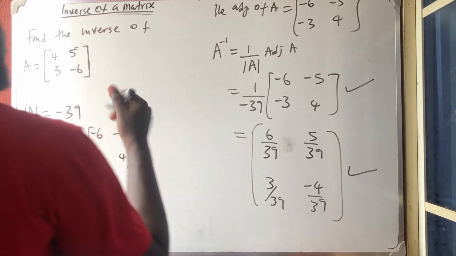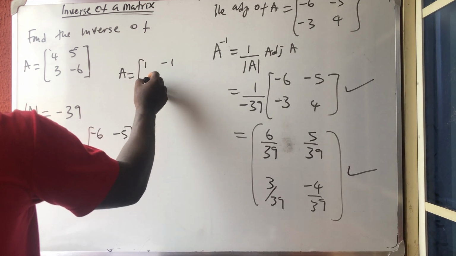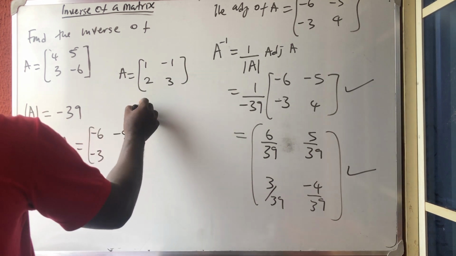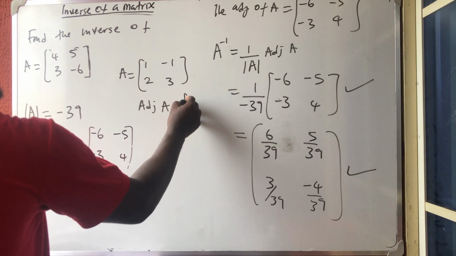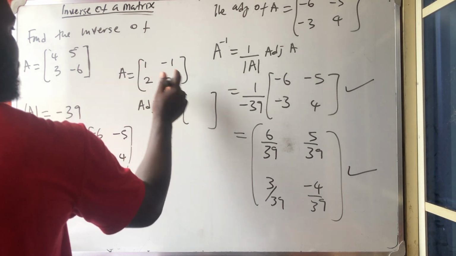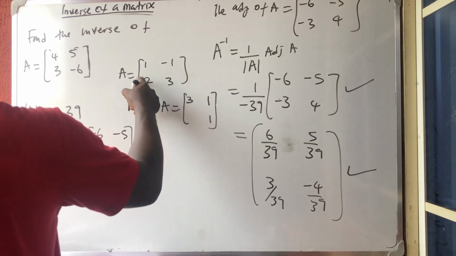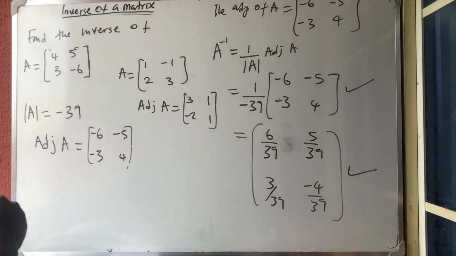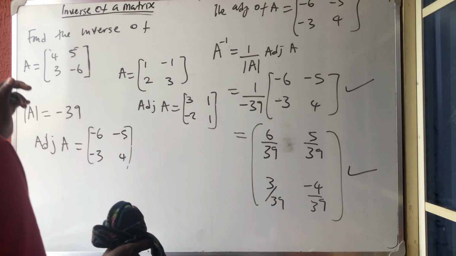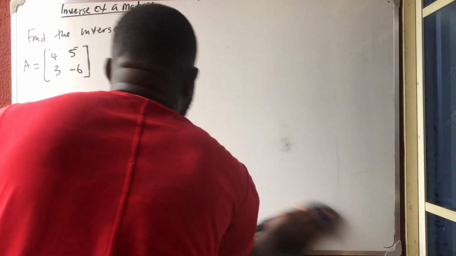So if, for example, you have A equal to the matrix of 1, minus 1, 2, 3, something like this, and they say find the adjoint of A, it's very simple. Don't forget that the left hand side will swap while the right hand side will change their sign. So 3 will be here and 1 will be here. Then this one is minus, so it will be plus. This one is plus, it will be minus, as simple as that. That is how to get the adjoint of a 2 by 2 matrix. It is very easy. The left hand side will swap and the right hand side will change their sign. That is for only a 2 by 2 matrix.